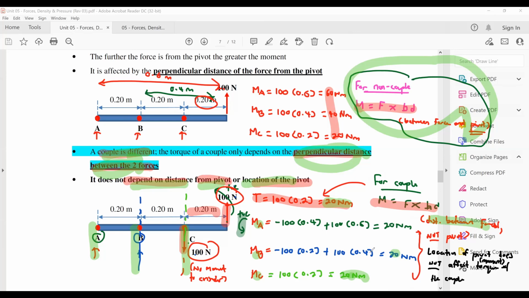All right. So based on these three values that you see here, location or pivot does not affect moment or torque of the couple. So might as well just use this one straight. As long as you see a couple, straight away use this. Don't bother using the ones that you saw earlier here. And this one is specifically only for non-couple forces. All right.